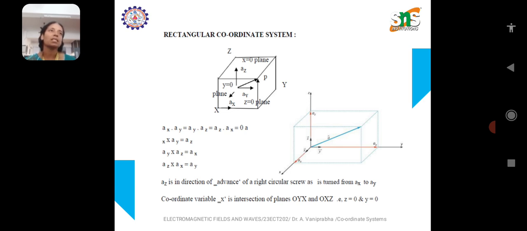We have three planes, the xy plane, yz plane and xz plane. So the three unit vectors are ax, ay and az. At the xy plane z is equal to 0, at the yz plane x is equal to 0 and at the xz plane y is equal to 0. The unit vectors are ax, ay and az in the three directions x, y and z respectively.